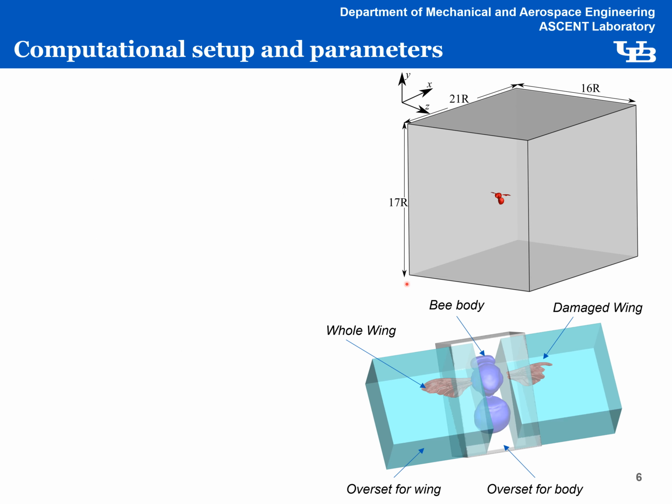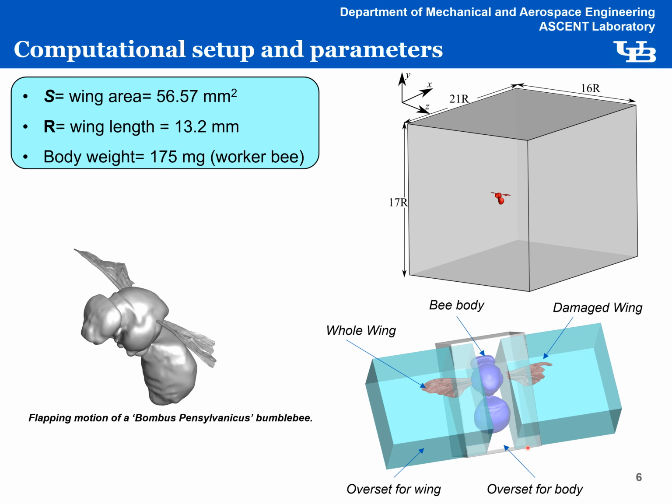The domain being considered for the current study is shown in the top figure. The domain dimensions are 17 by 21 by 16 times the length of the wing. This is done to ensure that the wall effects are minimal during the computations. As shown in the bottom figure, both the wings and the body are enclosed inside separate oversets. This is done to ensure that each wing can move freely. Based on the predefined kinematics of the wings, the full flapping motion of the bumblebee is shown in the video. The body weight for the worker being considered is 175 milligrams and the wing length is 13.2 millimeters.